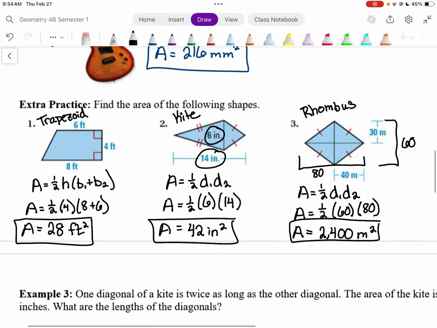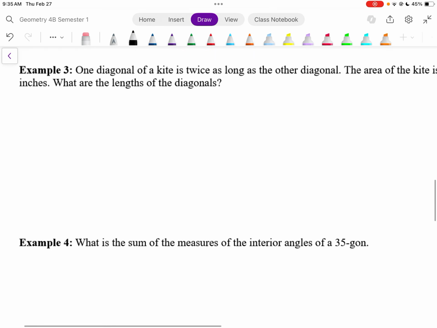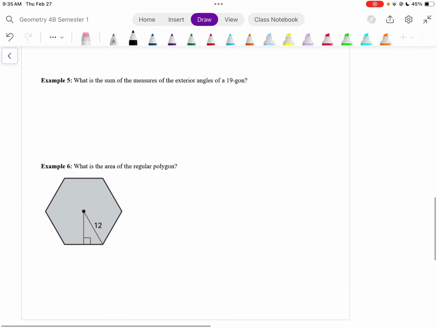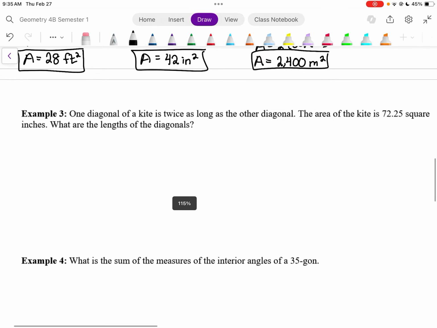Now, all of these came out as whole numbers. That's not always going to be the case when you find your area. So just make sure that you are rounding to 4 decimal points if necessary on these problems. They won't always be a whole number. All right, so then we have a couple examples on the back where we have word problems.